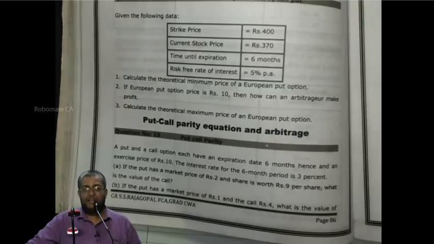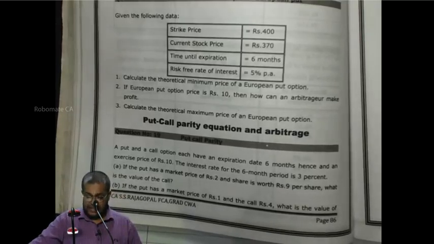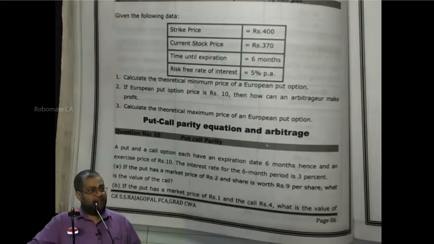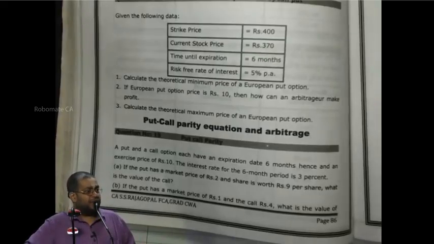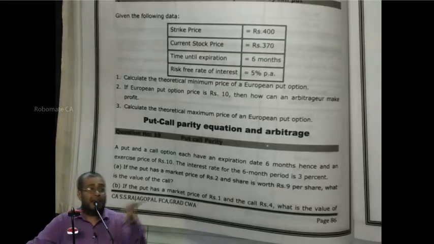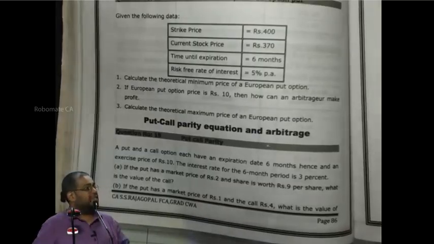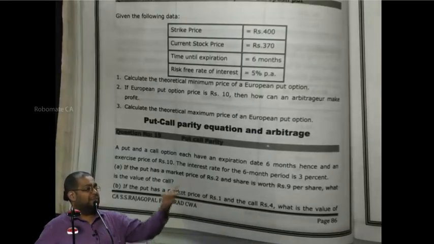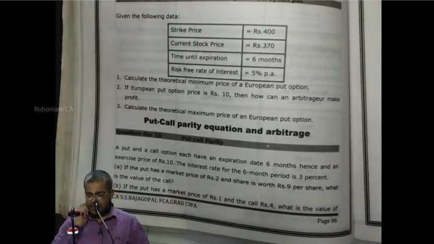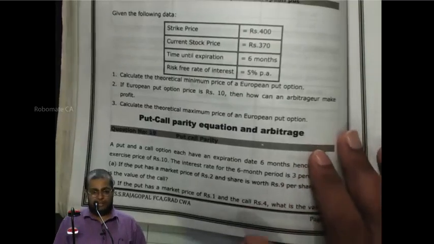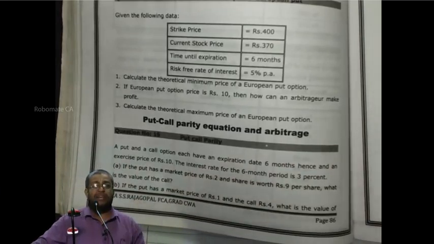3% is the interest rate given. They say the interest rate for the 6-month period, which means 3% for 6 months, not per annum. So a 6-month deposit earns 3%. In IFM, understand this as the interest for the 6-month period. So e power rT itself is 3%, as written out.